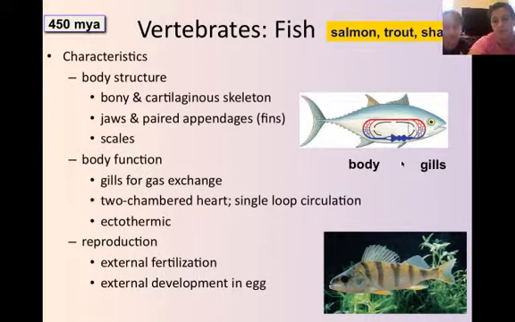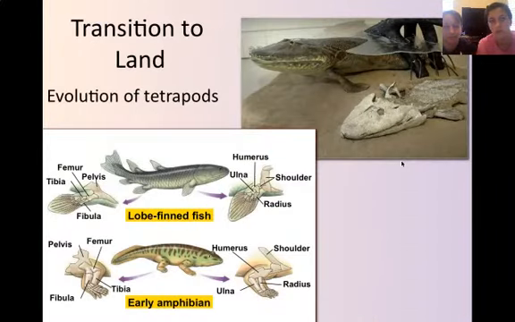Reproduction in fish is external fertilization, meaning the female fish is going to drop off eggs, and the male comes by and fertilizes these eggs externally. They do not happen inside the fish.